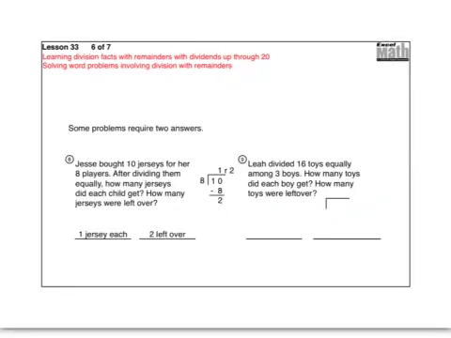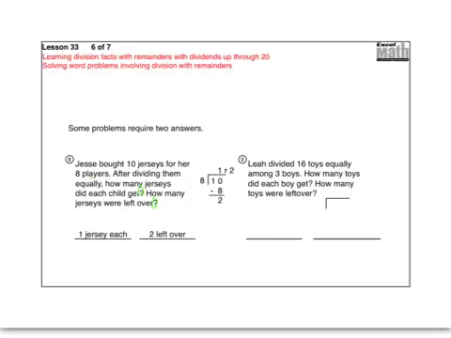All right, now here are some division problems that require 2 answers because they have 2 questions. Notice there's a question mark here and a question mark there. That means we're going to have to give 2 different answers. Jessie bought 10 jerseys for her 8 players. After dividing them equally, how many jerseys did each child get, and how many jerseys were left over?